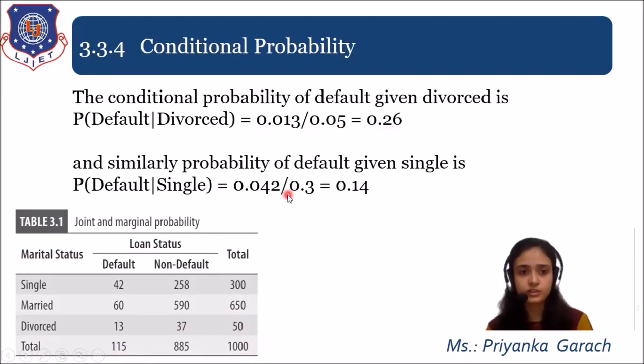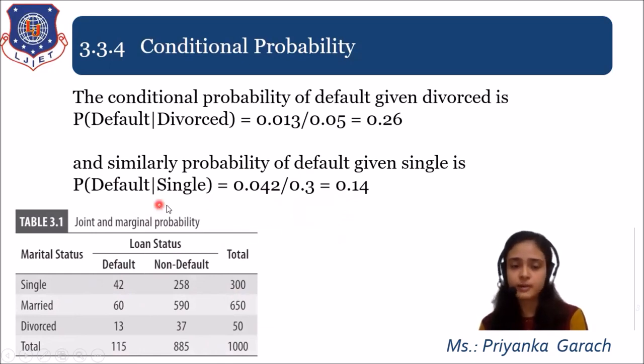Similarly, you can find the conditional probability of default given single. Single is the event that has already occurred, so I will write it on the right hand side and default on the left hand side. So default and single: you can see this is default, this is single. It is 42 divided by 1000, which is 0.042, divided by the probability of only single, which means 300 divided by 1000, that is 0.3, and I get the answer as 0.14. That is the probability of default given single.